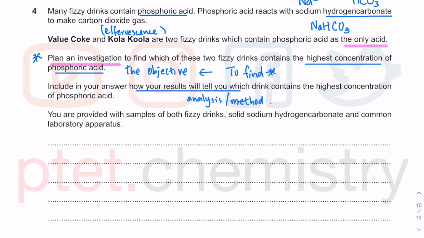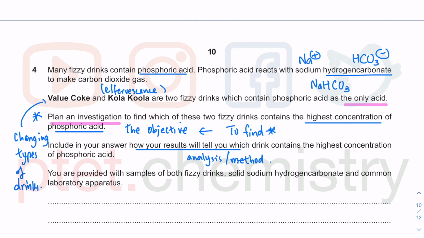Now to find that, we need to change something. So we are changing just the different drink. We are changing the types of drinks, the 2 different brands of drinks there. And having done that, we need to compare something, so we need to keep something constant. Something to keep constant is what you call a control variable. Control variables are very, very important in every single experiment. So in these control variables, what are we going to do? Well, it depends on what kind of experiment we're talking about.